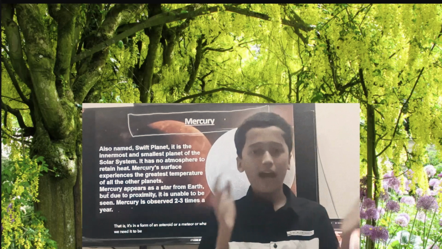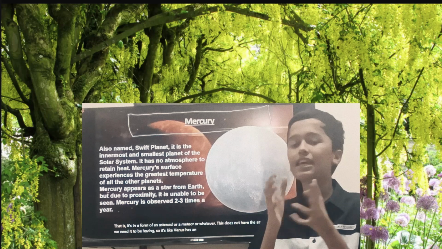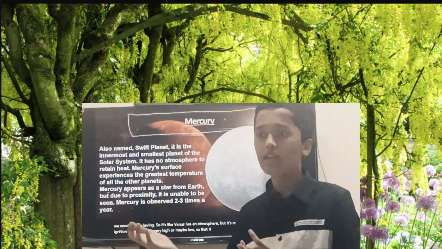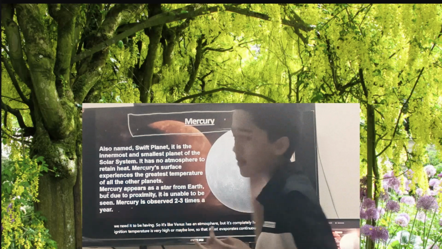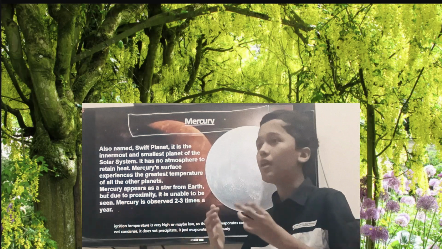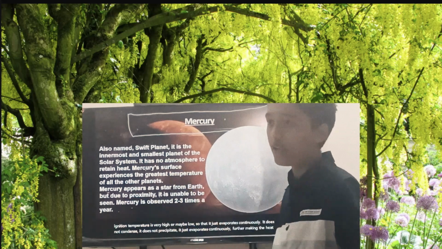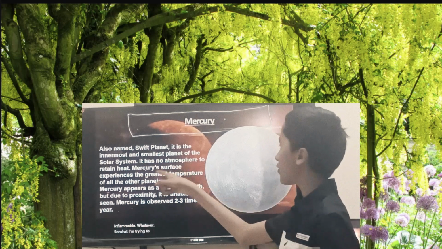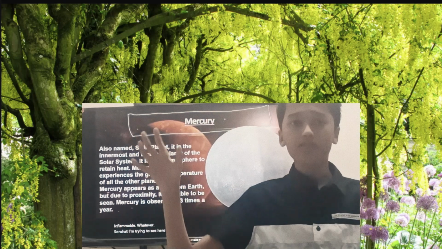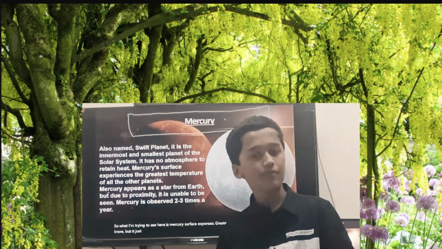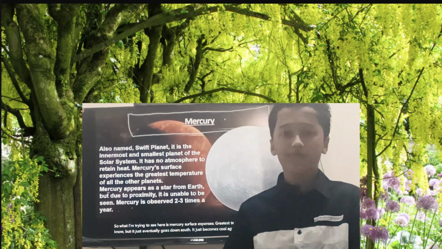So it's like Venus has an atmosphere, but it's completely heat. It's like the ignition temperature is very high or maybe low, so that it just evaporates continuously. It does not condense, it does not precipitate, it just evaporates continuously, further making the heat ignitable, more flammable, inflammable, whatever. So what I'm trying to say here is that Mercury's surface experiences the greatest temperature. Yes, that we know, but it just eventually goes down, so it just becomes cool. Again, it just comes down, it just becomes cool.